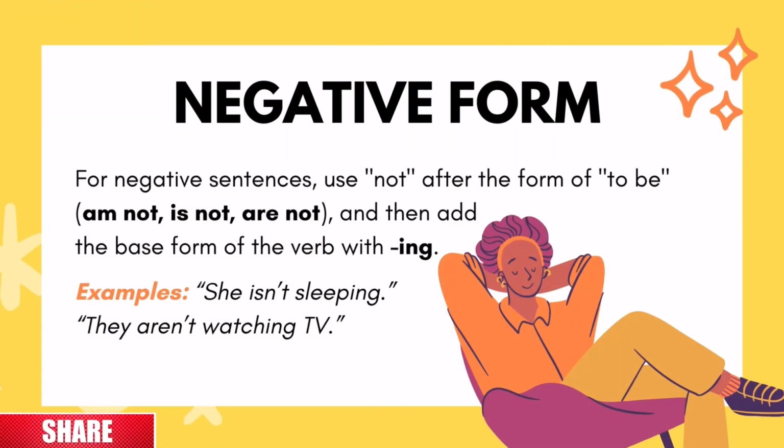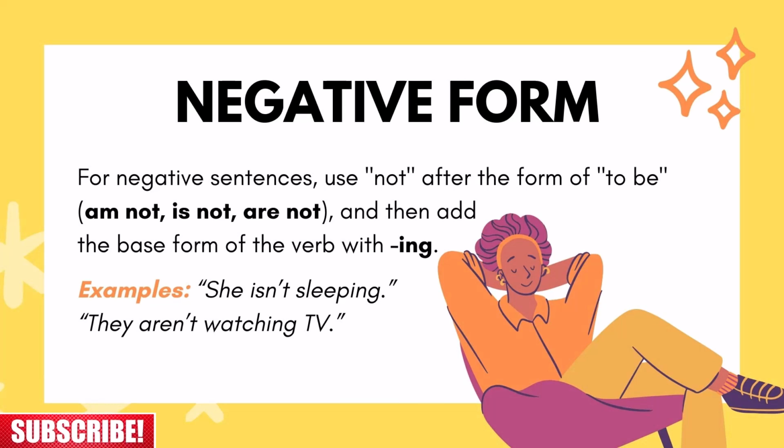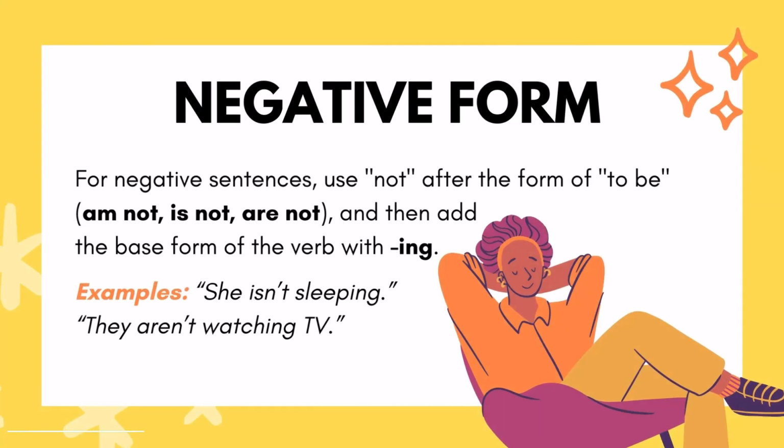Negative form. For negative sentences, use not after the form of to be, am not, is not, are not, and then add the base form of the verb with ing. Examples: she isn't sleeping. They are watching TV.